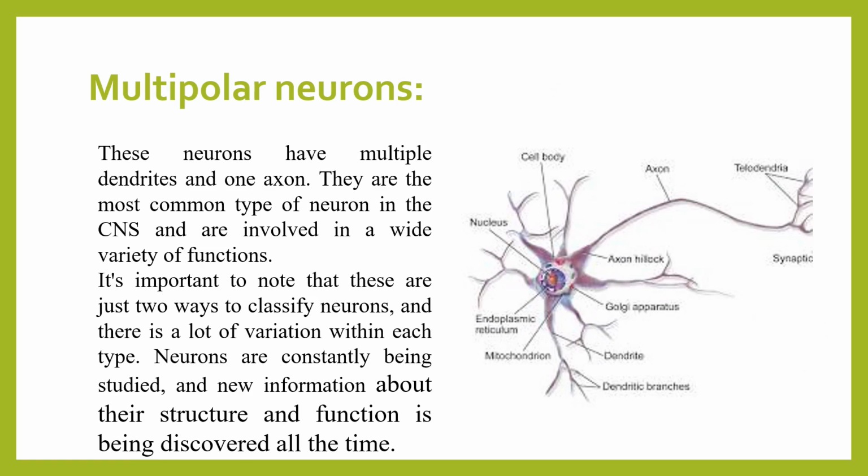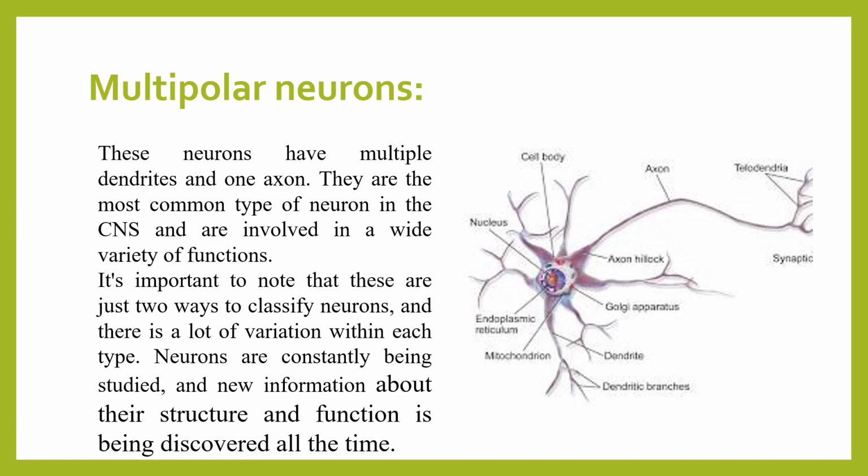Multipolar neurons. These neurons have multiple dendrites and one axon. They are the most common type of neurons in the CNS. They are involved in a wide variety of functions.